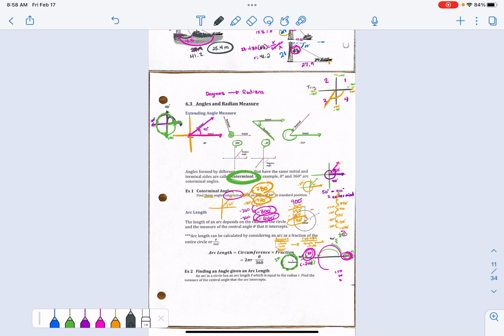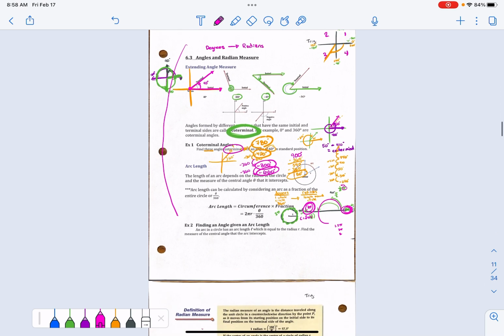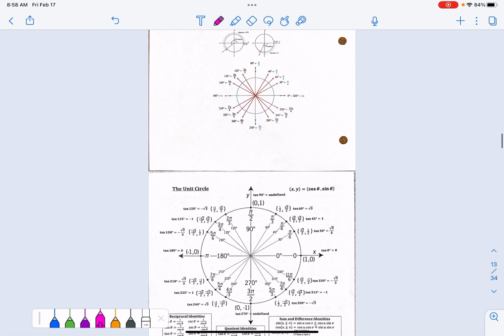But we started 6-3 on Wednesday before the snow day, and we kind of talked through the difference between degrees and radians. We're going to finish that topic up and go through some more examples.